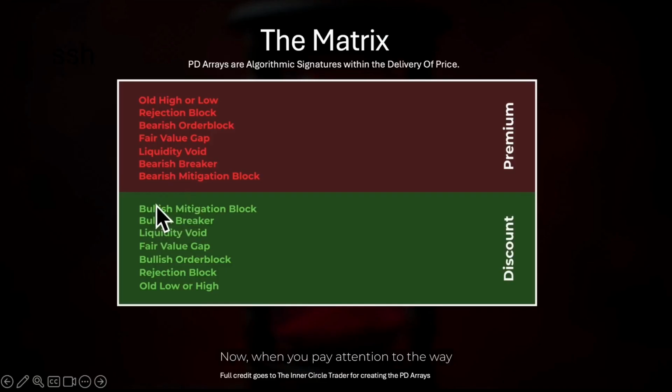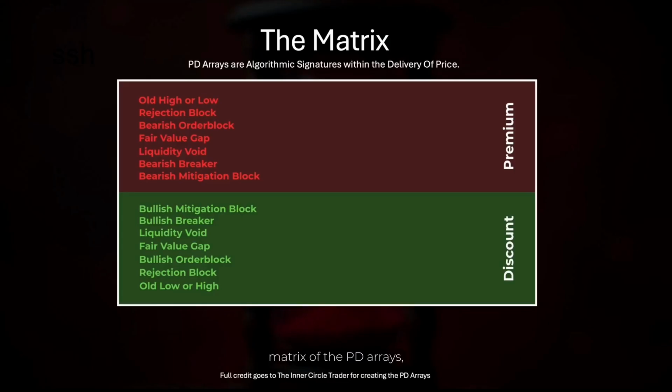Now, when you pay attention to the way that I'm describing this matrix of the PD arrays, what you can understand is that I'm explaining a specific sequence to you. Meaning, whenever a buy or sell program is in, you will see these PD arrays form within that sequence. First the rejection block will form, then the order block, then the fair value gap, then the breaker or mitigation block. When you start investigating this by itself, you're already going to look at PD arrays from a completely different perspective, because all of a sudden you begin to look at them from a sequence perspective. Meaning the sequence has to be in play in order to anticipate what the next delivery function is likely going to be.